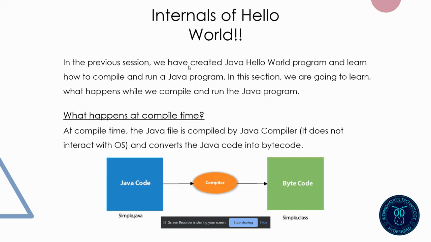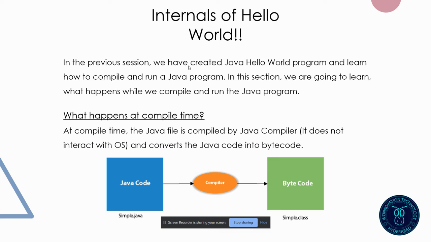Now, in the previous session, we created our first Java Hello World program and learned how to compile and run a Java program using javac and java commands on the command prompt. In this section, we are going to learn what happens while we compile and run the Java program. Like what happens at compile time. At compile time, the Java file is compiled by the Java compiler.